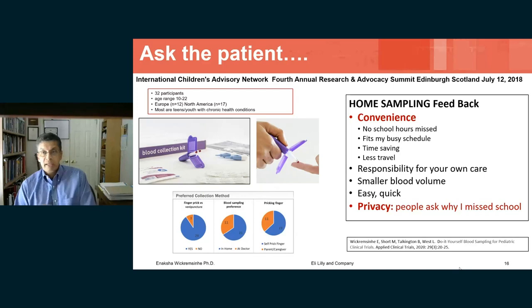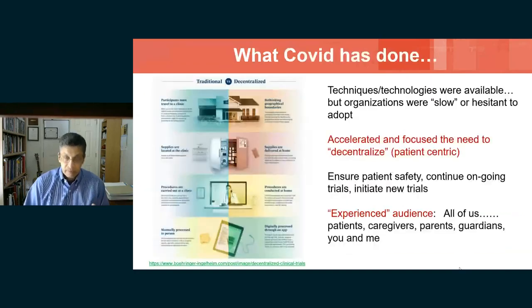So on the right hand side, I have some bullet points capturing the responses from the survey. But key things that came out were the convenience and the privacy. I was really blown away when they talked about privacy, because they said now when my teachers or my friends ask me, why didn't you come to school yesterday? I don't have to tell them that I had to go get a blood sample drawn, because I can do it at home by myself, right? They like the fact that it's a smaller volume. They like being able to be responsible for their own care. And also, obviously, not taking time away from their school or any of their extracurricular activities.